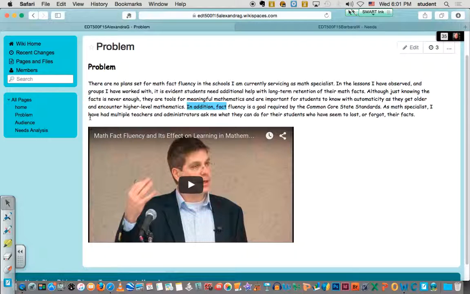In addition, 7 teachers and 14 administrators routinely ask for help for working with students in their math fluency. So there it's totally objective.